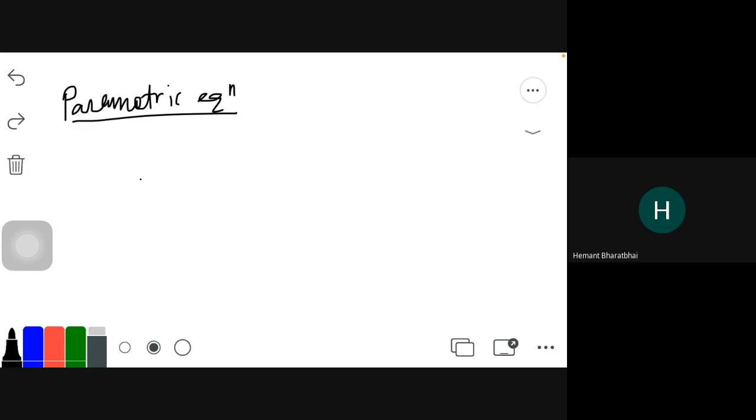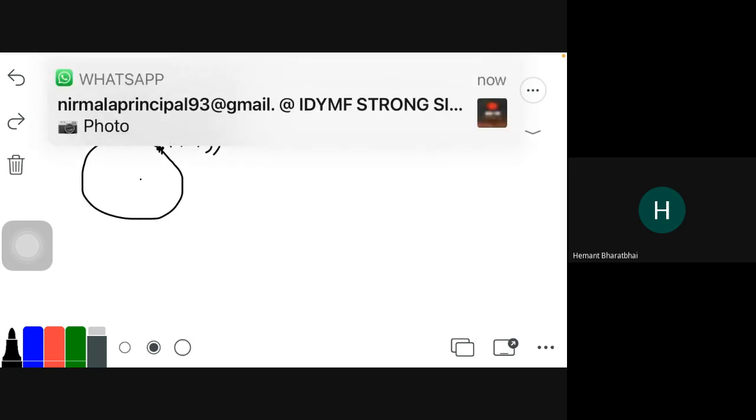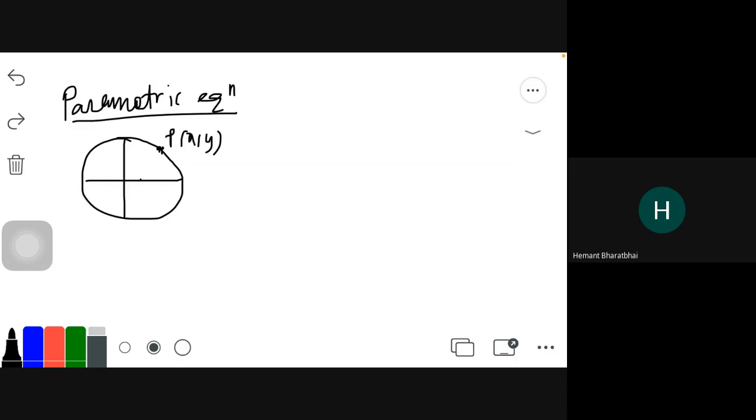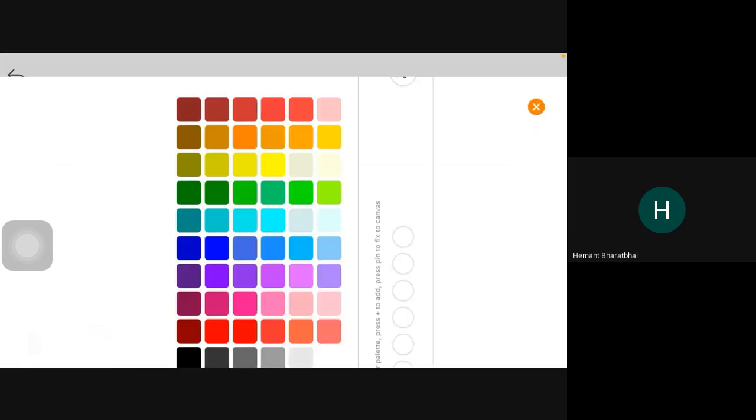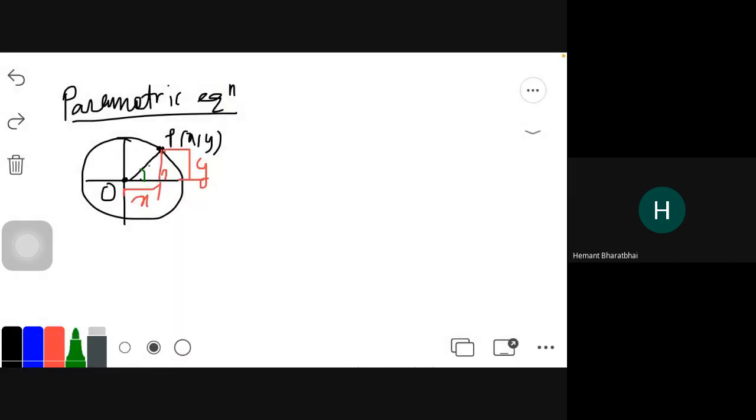Let me give you an example. So this is my circle. This is any point on the circle, say x comma y. This is the circle with its center at the origin. If this is the x coordinate, obviously this distance will be x, and if this is my y coordinate, obviously this vertical distance will be y. Let me denote this angle as theta.